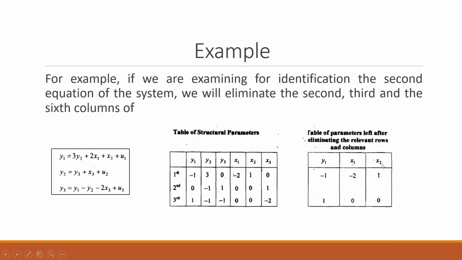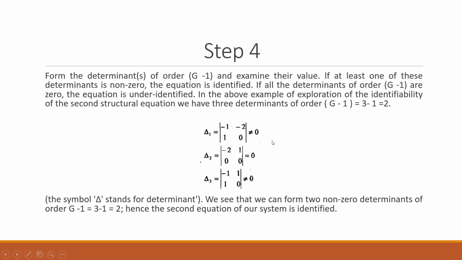They are formed from y1, x1; x1, x2; and y1, x2. You can see here. From the determinants of order G minus 1, we will examine their values. If at least one of these determinants is non-zero, the equation is identified. If all the determinants of order G minus 1 are 0, the equation is under-identified. In the above example of exploring the identifiability of the second structural equation, we have three determinants of order G minus 1.